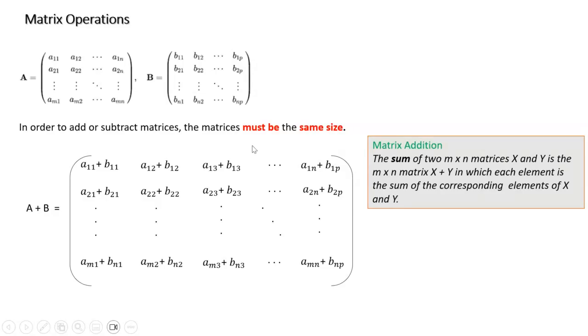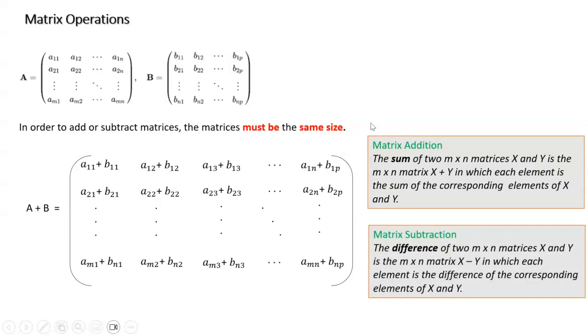Okay, now this is the definition that's in the book. Matrix addition: the sum of two m by n matrices X and Y is an m by n matrix X plus Y, in which each element is the sum of the corresponding elements of X and Y. Same thing with the subtraction. Okay, all this means is what I'm going to show you on the next slide.